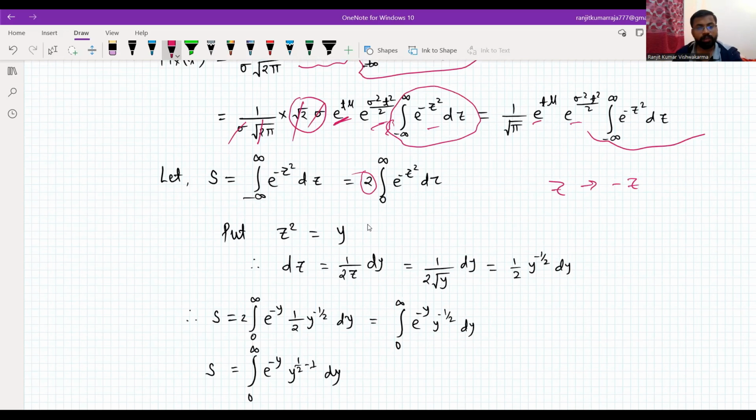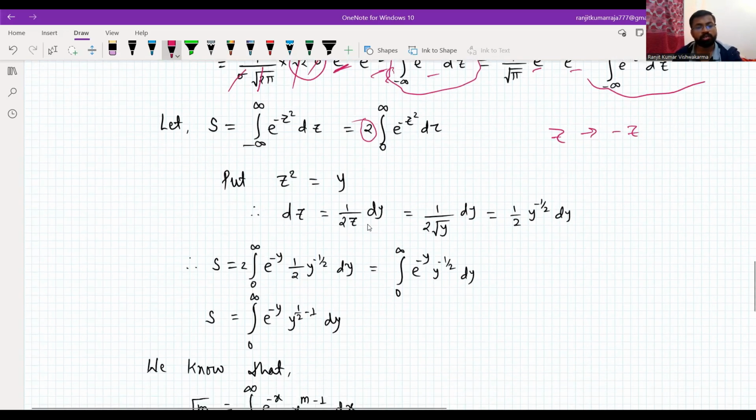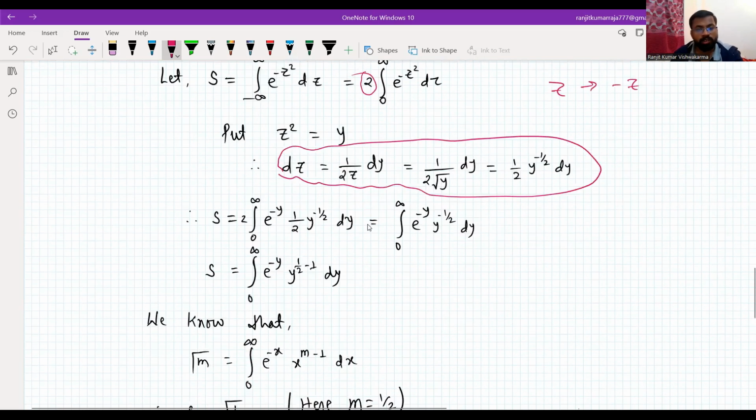Now I'm putting z square equals y. After putting z square equals y, we see here s equals 2 times integral 0 to infinity e to the power minus y, 1 by 2 y to the power minus 1 by 2 dy. After solving this equation, you can see how I have solved it. I arrange this term: y to the power minus 1 by 2 we can write as y to the power 1 by 2 minus 1. So nothing is changed here.